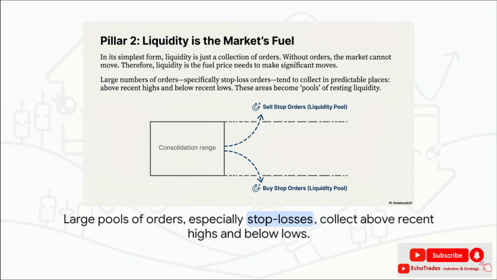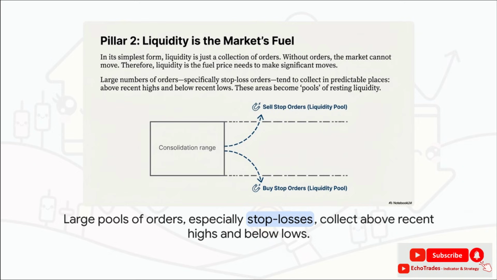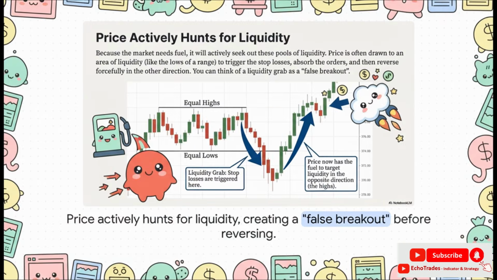So where is all this fuel hiding? Well, in very predictable places. Just think about it for a second. Where do most traders place their stop-loss orders? You know, the orders that automatically close their trade if it goes against them. Right below recent lows if they're buying, and right above recent highs if they're selling. These areas become giant magnetic pools of orders, huge pools of liquidity. And because the market needs this fuel, it will actively hunt for it.